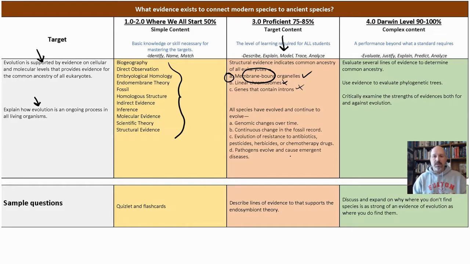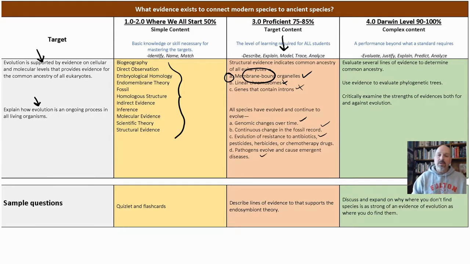Okay, endosymbiont theory. All species evolve and continue to evolve, so our genomes change over time. We've got the fossil record. Just the evidence that bacteria can become resistant to an antibiotic is a micro evidence of evolution. And then pathogens, of course, evolve over time.